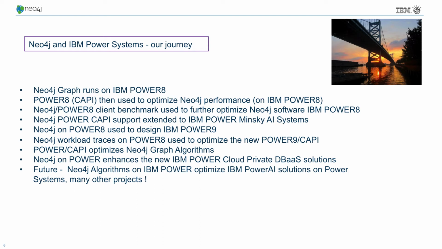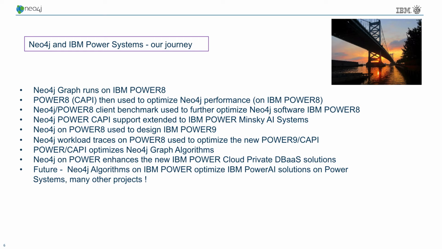So we started out running Neo4j on IBM Power 8, and then we used Power 8 CAPI to optimize Neo4j performance. The third thing is we did some benchmarks for some customers that generated some traces that actually optimized Neo4j software. So we started out running Neo4j on our hardware. We learned from that. We changed our hardware to get better with Neo4j. Then we ran Neo4j on our changed hardware, and we made Neo4j better.